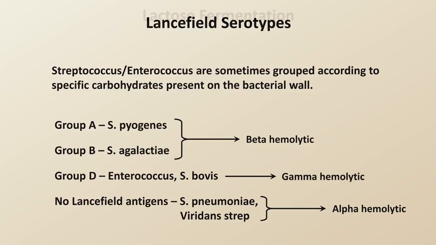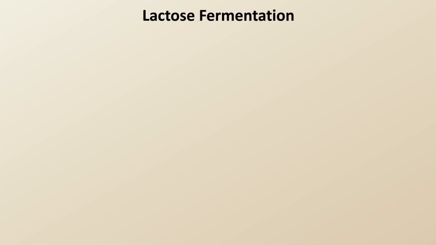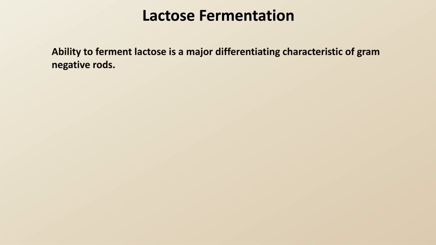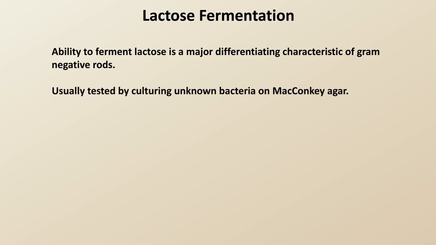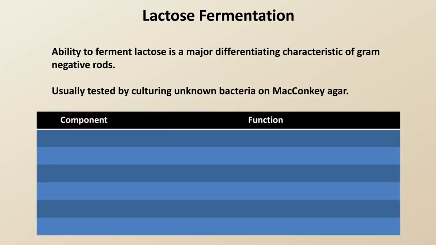The final important microtest I'll discuss today is lactose fermentation. The ability to ferment lactose is a major differentiating characteristic of gram-negative rods. It is usually tested by culturing the unknown bacteria on a media named MacConkey agar. This is actually a cool test, so I'll talk about it just a little bit more than the others. MacConkey agar has 6 critical components.